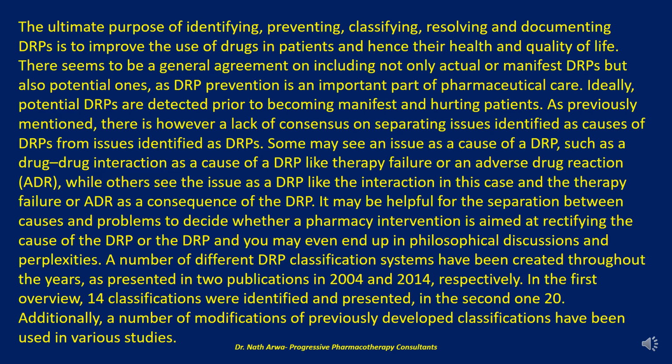A number of different drug-related problem classification systems have been created throughout the years, as presented in 2 publications in 2004 and 2014, respectively. In the first overview, 14 classifications were identified and presented, in the second one 20. Additionally, a number of modifications of previously developed classifications have been used in various studies.